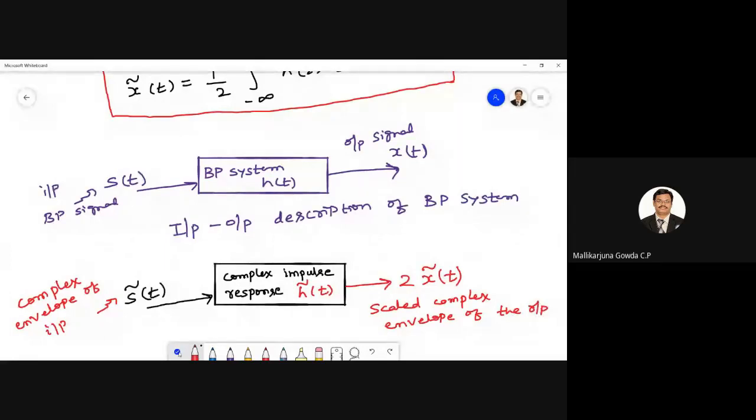So I am just mapping the above diagram. I call this a mapper. I am mapping the bandpass signal into its complex envelope, and the impulse response of the bandpass system has a complex impulse response. Then the output signal of the bandpass system, X of t, is the scaled complex envelope of the output signal.